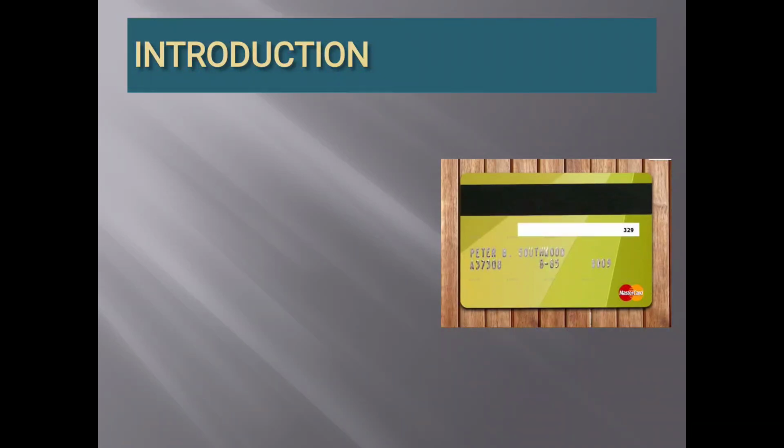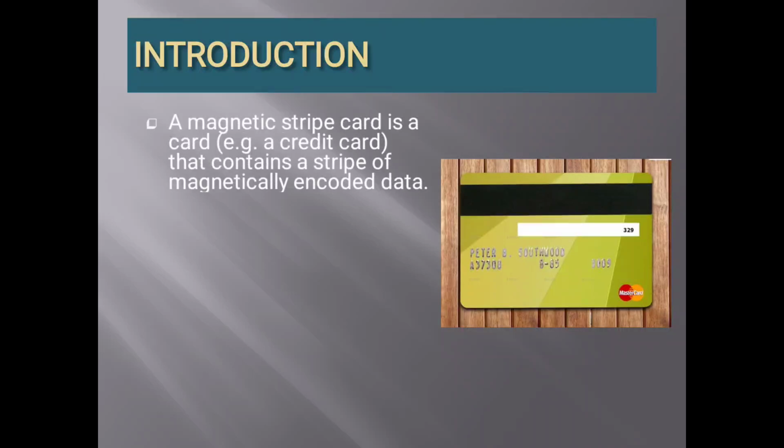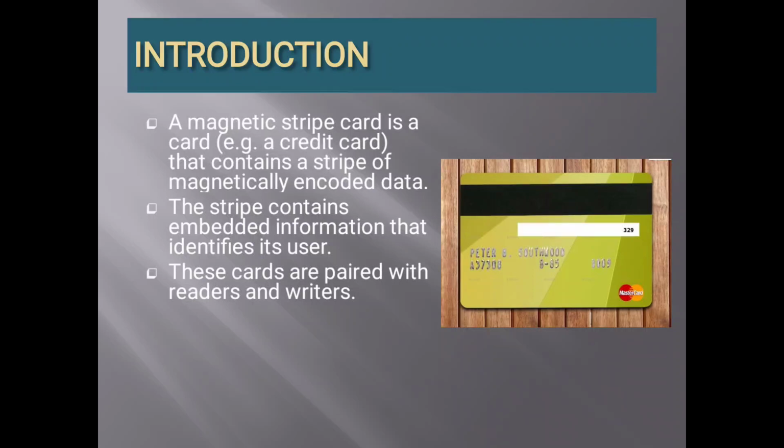First is the introduction of the magnetic stripe card, that is, what actually a magnetic stripe card is. A magnetic stripe card is a card that contains a stripe of magnetically encoded data. As in the picture, we see a card. There is a thin black line on the card. It is called a stripe. It is made up of magnets. The stripe contains embedded information that identifies its user.